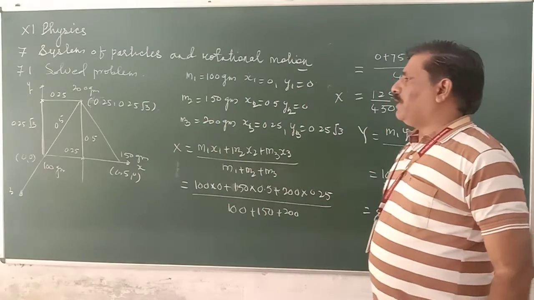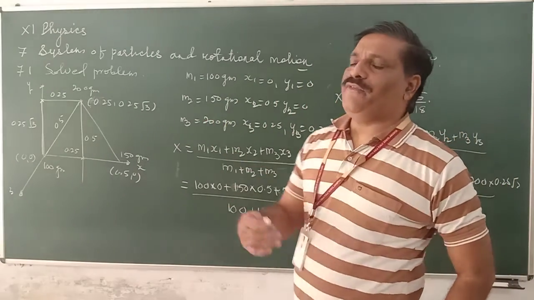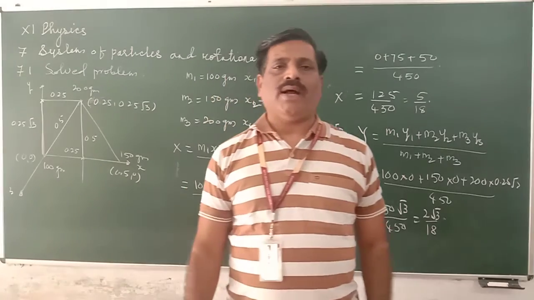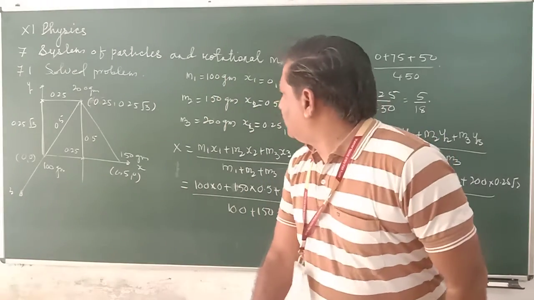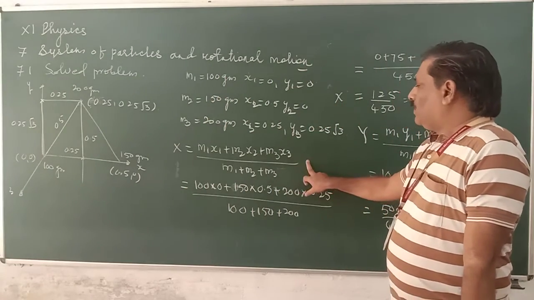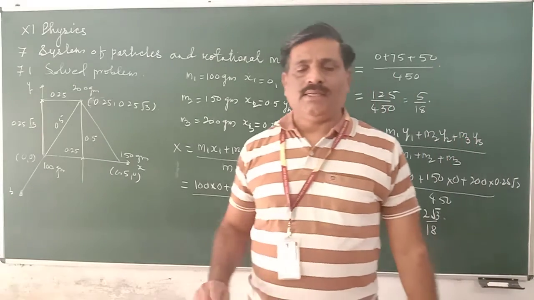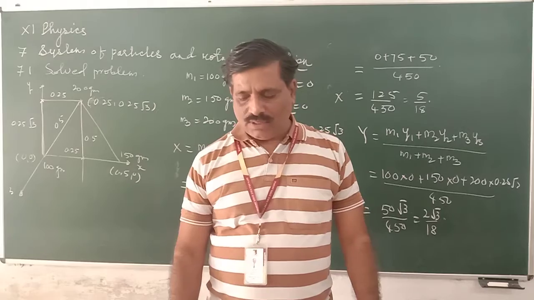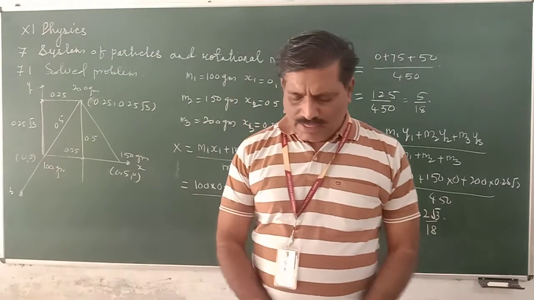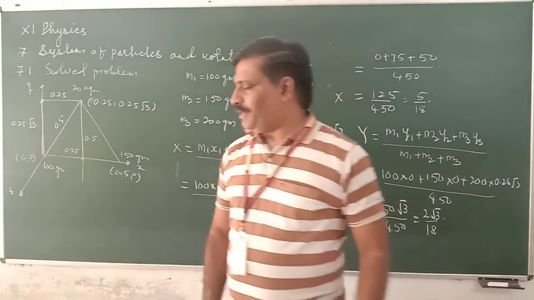Now the z coordinate we do not take here. This is the way: if x1, y1 and z1 are given to you, you can find out x, y and z. This is the way to find the center of mass. Let's move to the next one, that is 7.2.